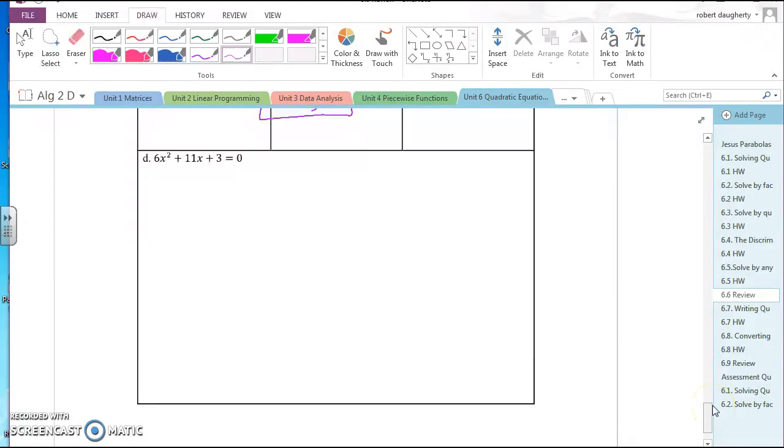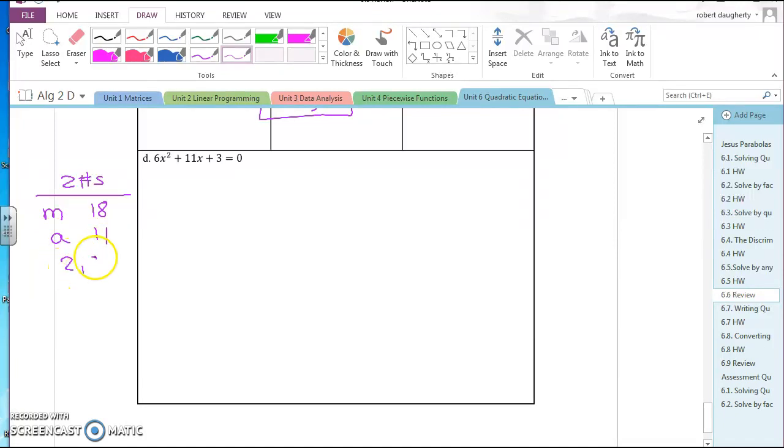So let's take a look at this guy. 6x squared plus 11x plus 3 equals 0. I could figure out the discriminant and go from there, or I could say, let me just try factoring, see if it works. If I don't get anywhere, then go to the quadratic formula. So if this factors, I would need to find two numbers that multiply to give me 6 times 3, which is 18, and add to give me 11.